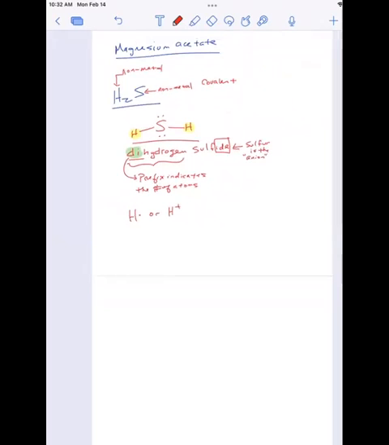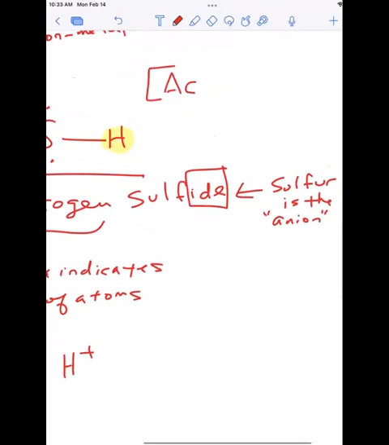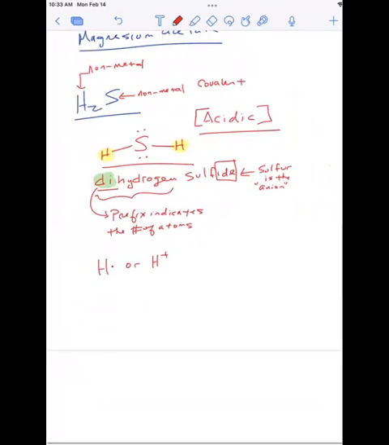All right, questions about that? There are other ways to name these covalent compounds, and the names depend on what type of compound it is. Since this will be considered an acid, we name it this way. We haven't talked about acids and bases yet. We're going to get to that. All right, any questions?